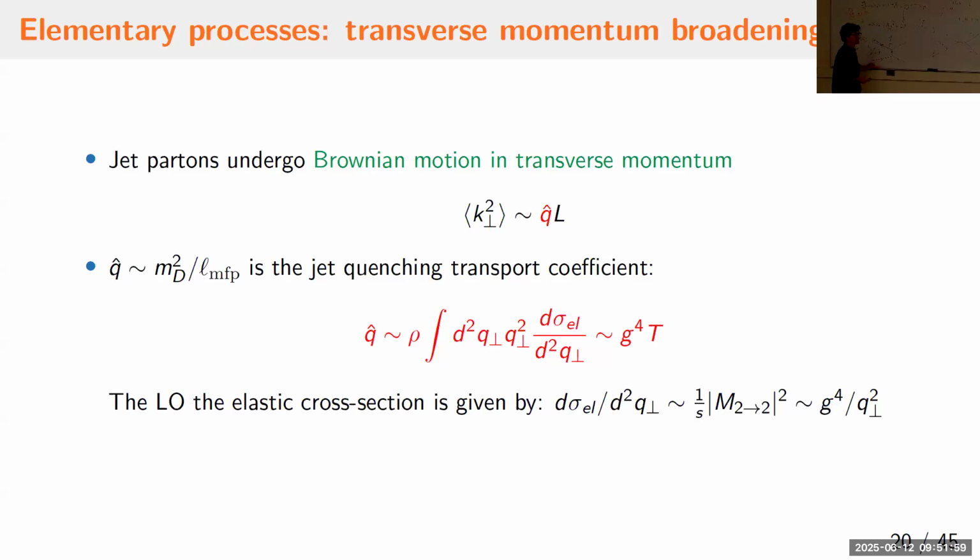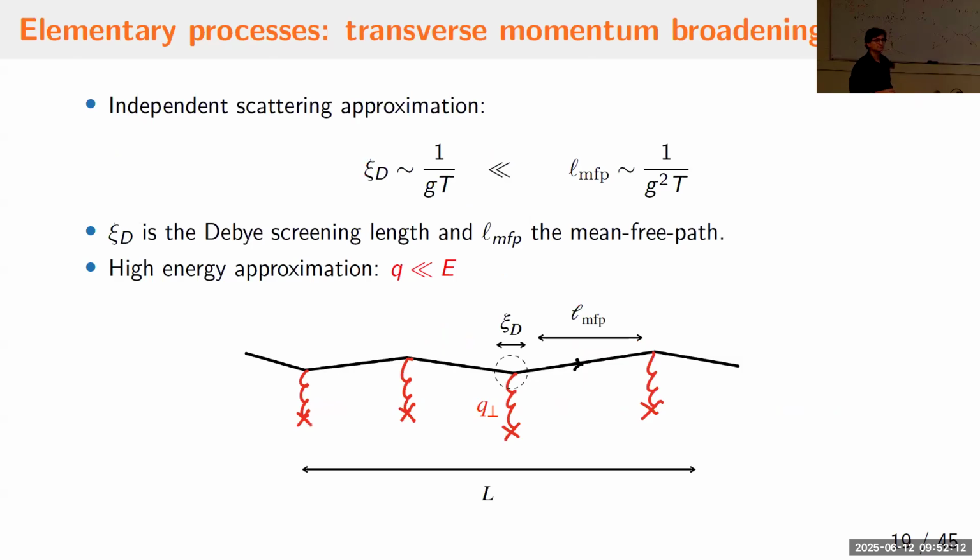Okay. So basically the difference between the Debye screening length and the mean free path just depends on that. The Debye screening length is 1/gT and the mean free path is 1/g squared T. Yes. So their separation is controlled. If g is small, then there is a separation. All right. This is the working assumption.